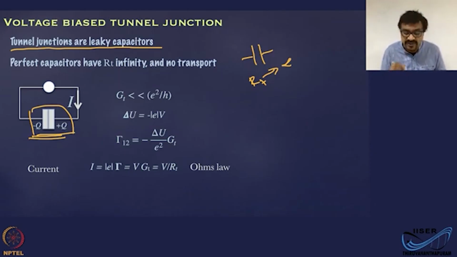That means there is a voltage source. A voltage source will maintain the voltage across. A current source will maintain the current. Okay, that is the concept. That is the terminology.